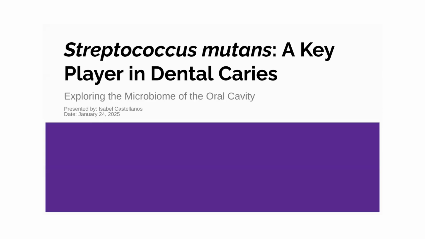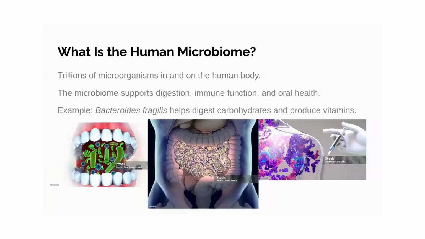Hello, folks. Today I'll be talking about Streptococcus mutans, a key bacterium in the oral microbiome and one of the main causes of dental caries. Let's dive into how these microorganisms work and how we can prevent its effects.